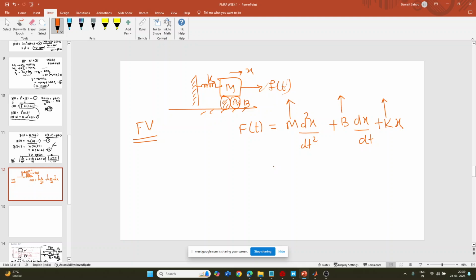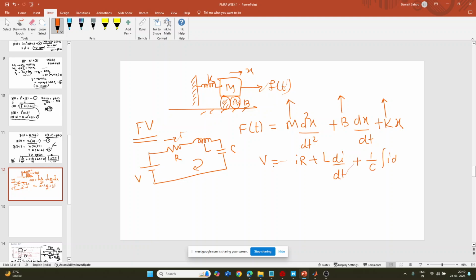First, in your mind, create an RLC circuit, an R, L and C network. Some voltage is applied, R is there, L is there, and C is there. Write a simple KVL. What is the simple KVL? V equals IR plus L di by dt plus 1 by C integral of I dt. This is a very general, popular equation from network theory.